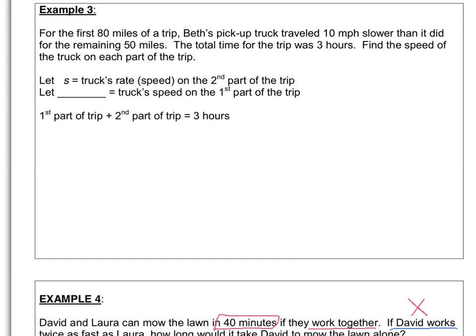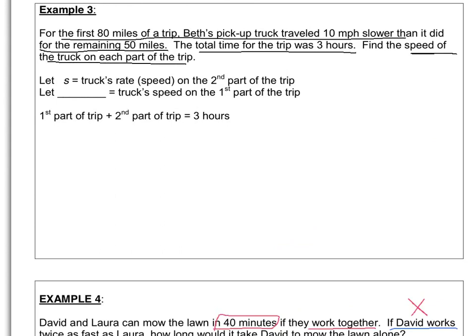So again, I'm going to help you to set up, but I'm not going to solve. So the first 80 miles of a trip, Beth's pickup truck traveled 10 miles per hour slower than it did for the remaining 50 miles. The total time was 3 hours. Find the speed of the truck on each part of the trip.